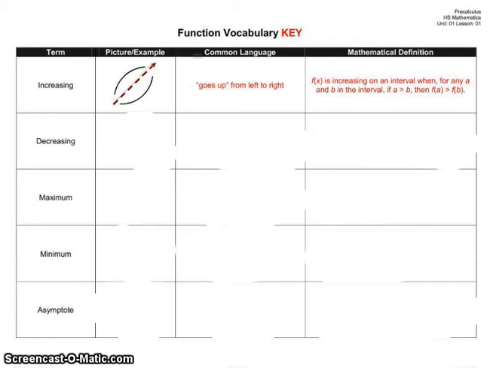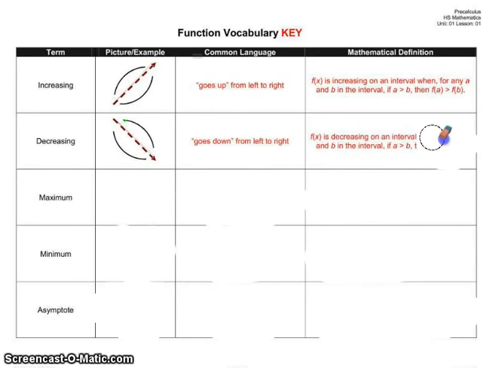Our second definition is decreasing. Notice the change in picture. No longer is it going up from left to right. Common language says it's going down from left to right. Mathematical definition: f of x is decreasing on an interval when for any a and b in the interval, if a is greater than b, then f of a is less than f of b.